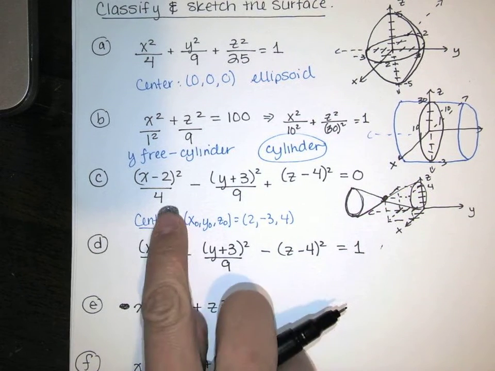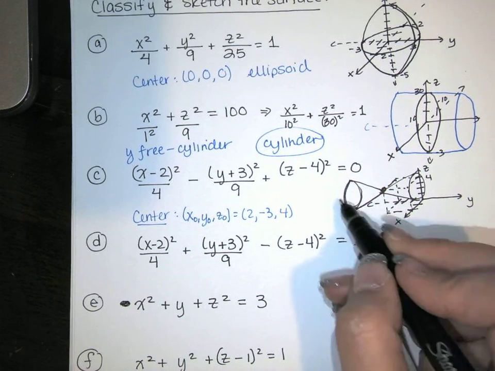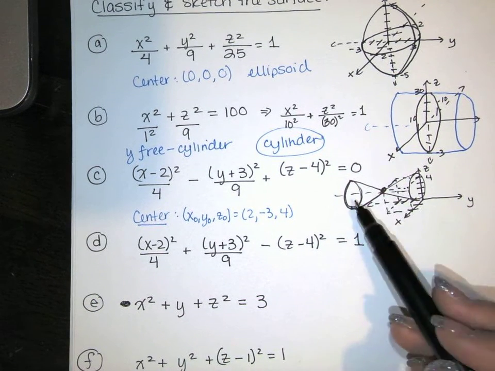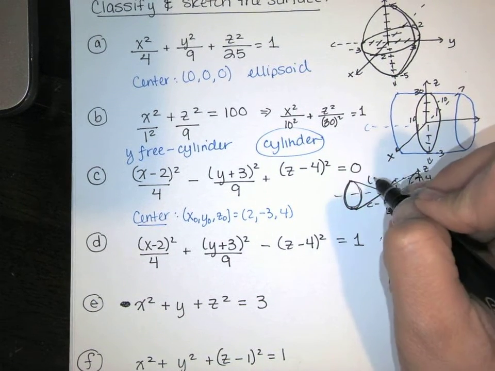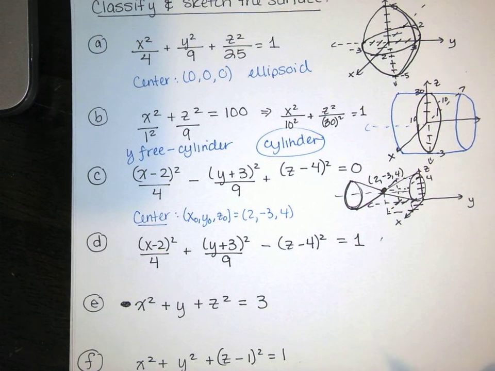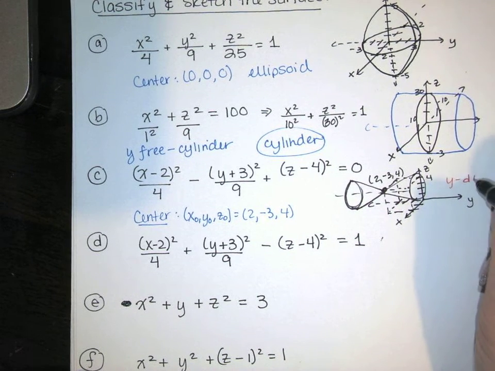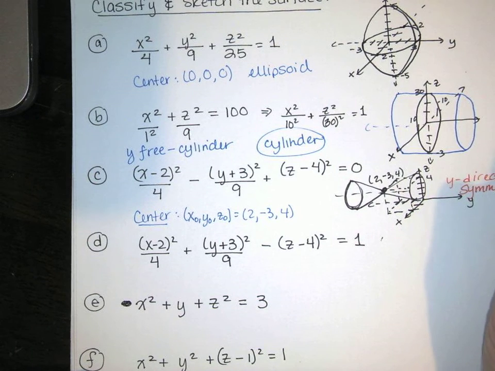We're not worried too much about that 4 and that 9 and how it would change the cone. If you want to make a better picture, you could take those into account. I just want to make sure that it's parallel to the y-axis the way it's supposed to be, and that it has the right center. And the center is 2, -3, 4. If you're graphing these on a test or a quiz, just labeling the center is fine. And you might just say y direction symmetry if you don't think that it's clear from your picture.